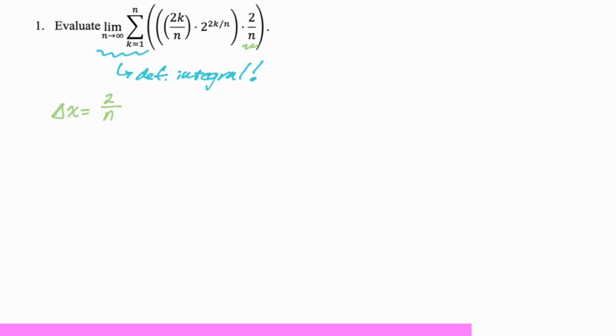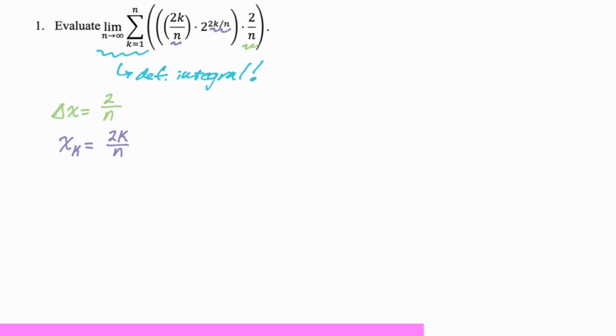Now we have to go searching for x sub k. Well, x sub k is going to be the thing that we're plugging in. It's the thing that involves k, obviously. So I see this 2k over n. It actually shows up twice. It's also here. So I think that x sub k is going to be 2k over n.